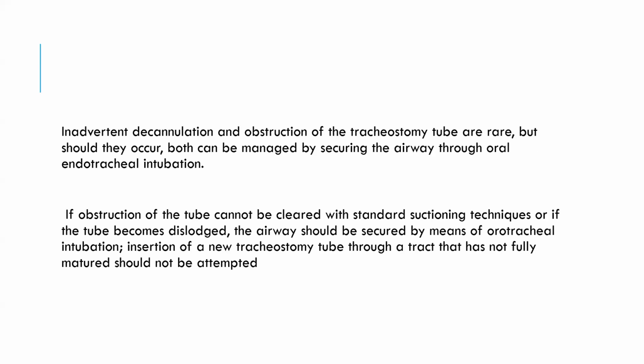In adults, decannulation and obstruction of the tracheostomy tube are rare, but should they occur, both can be managed by securing the airway through oral endotracheal intubation. If obstruction of the tube cannot be cleared with standard suctioning technique, or if the tube becomes dislodged, the airway should be secured by means of orotracheal intubation. Insertion of a new tracheostomy tube through a tract that has not fully matured should not be attempted.